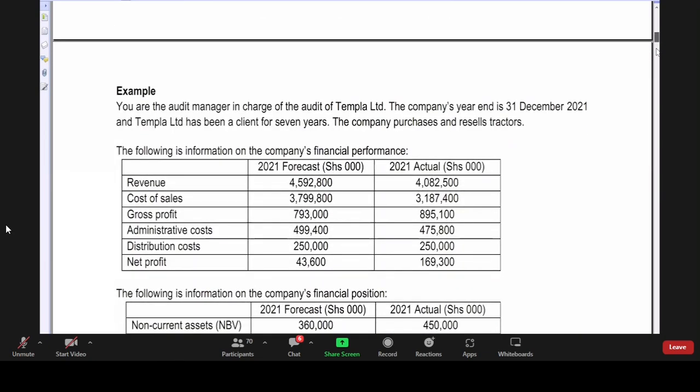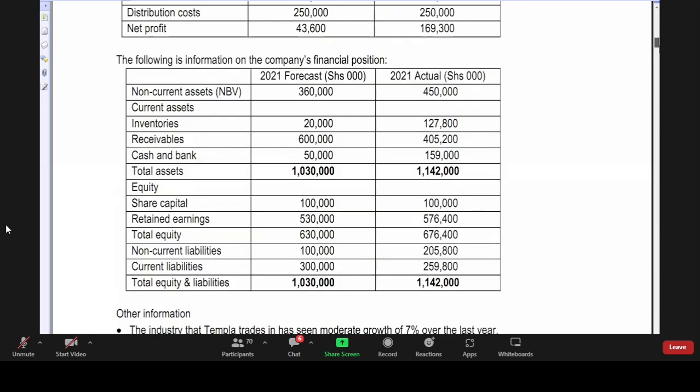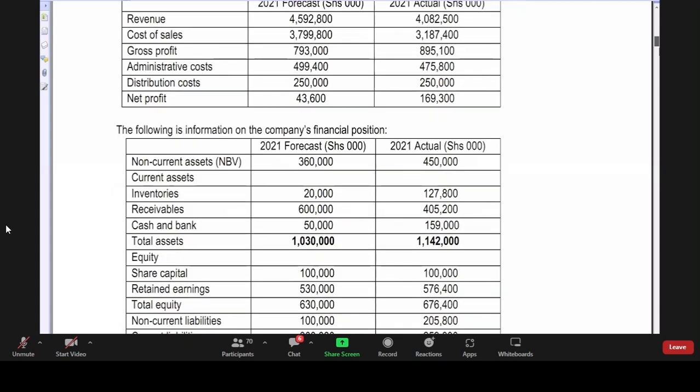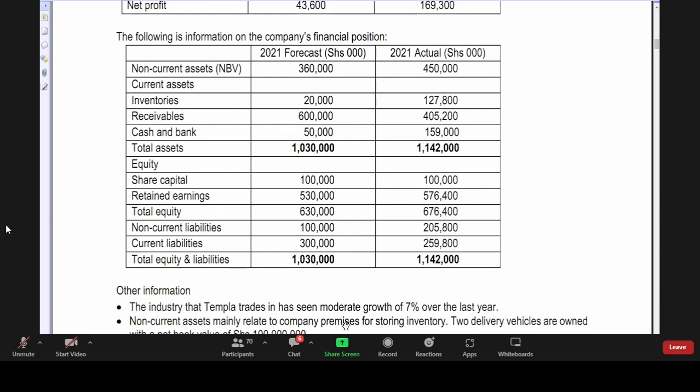Then we see non-current assets mainly relate to company premises for storing inventory. 2 delivery vans are owned with a net book value of 100,000. Yes, we shall see what that means. But you can see that they must have set up some premises because of an increase.